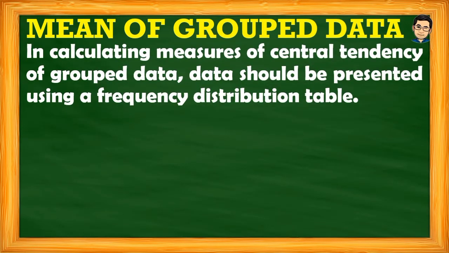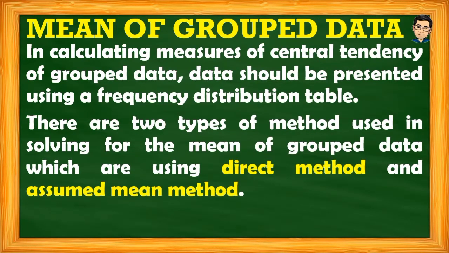In calculating measures of central tendency of group data, data should be presented using a frequency distribution table. Since we're talking about group data na, hindi na ungroup, malalaking mga data na ang pinag-usapan natin dito, maraming frequency na. Like for example, 100 items, 100 scores. Kapag ganon, kailangan talaga natin i-present sila using a frequency distribution table para mas well-presented and well-organized.